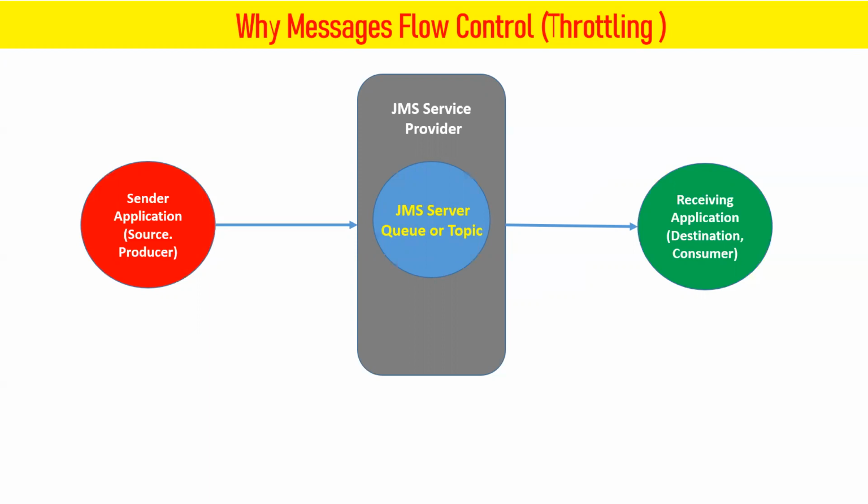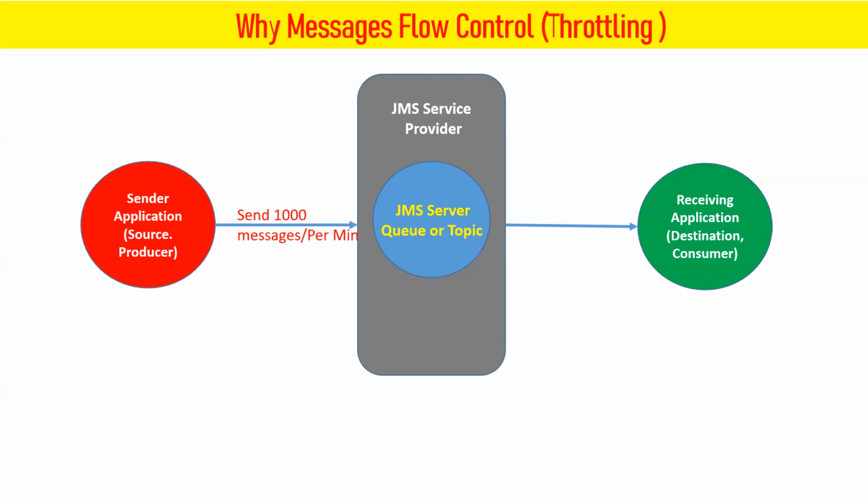And apart from that, queue and topic. So the JMS server is a physical repository of the messages that you are receiving in the JMS service provider. The messages we get either in the queue or in the topic, and it gets physically stored at your JMS server. So when we talk about throttling, it can be at the JMS server level or it can be at the queue or topic level.